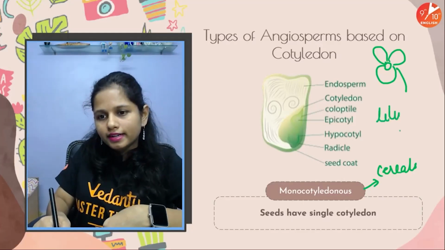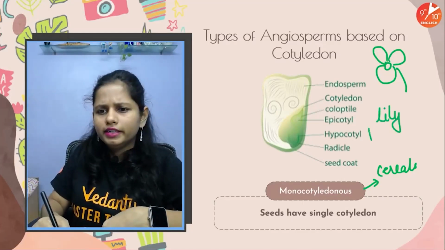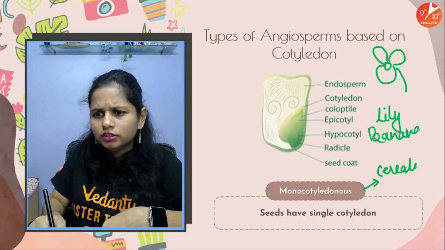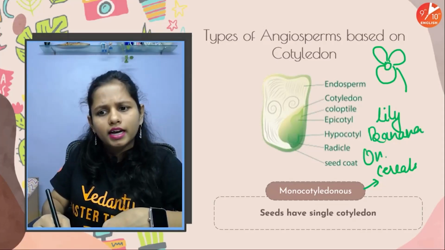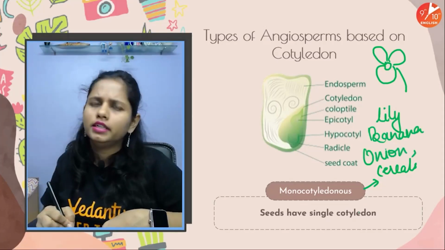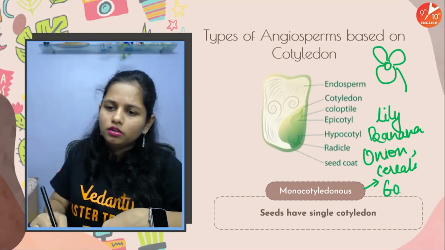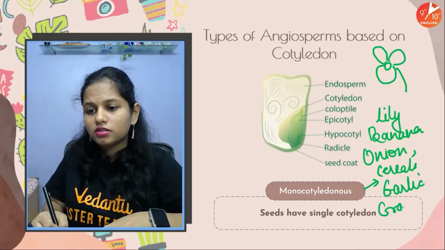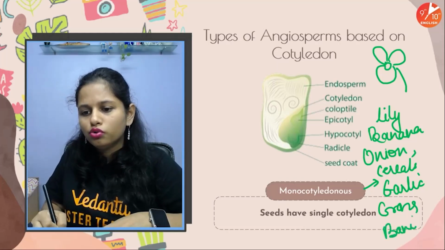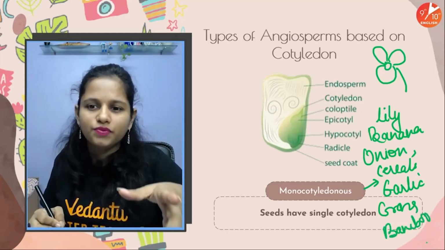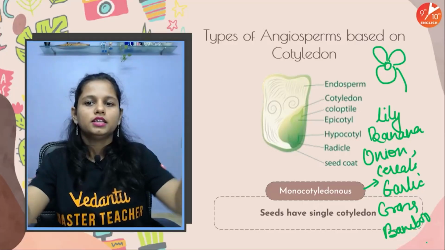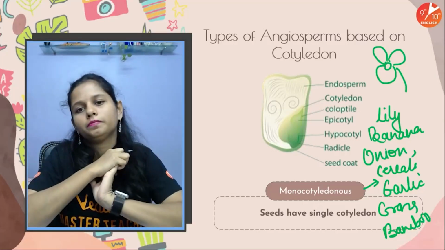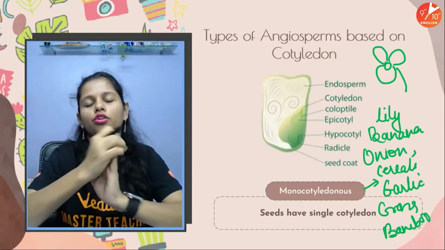So whether it is lily, or a banana plant, or onion, or garlic, all these are examples. Or even the grass or bamboo, all the plants belonging to the grass family, they all are monocots. Okay, they all are monocots.